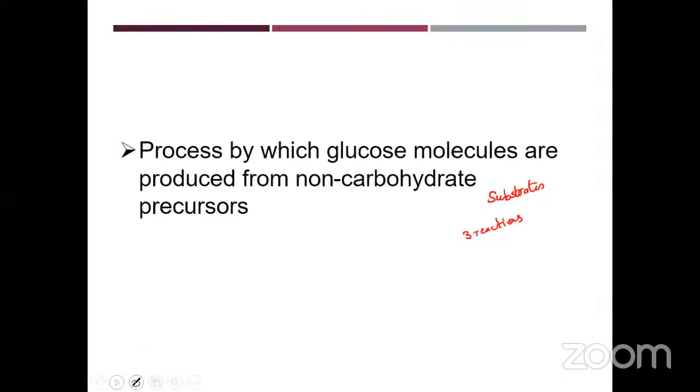Whenever you study about a reaction, you need to know the site of the reaction. What was the site of glycolysis? Cytoplasm. So we can say the gluconeogenesis is partly cytoplasmic and partly mitochondrial. So the first reaction is occurring in the mitochondria. The rest of the things are happening in the cytoplasm. Regarding the definition, it is the process by which glucose molecules are produced from non-carbohydrate precursors. Glucose from non-carbohydrate precursors.